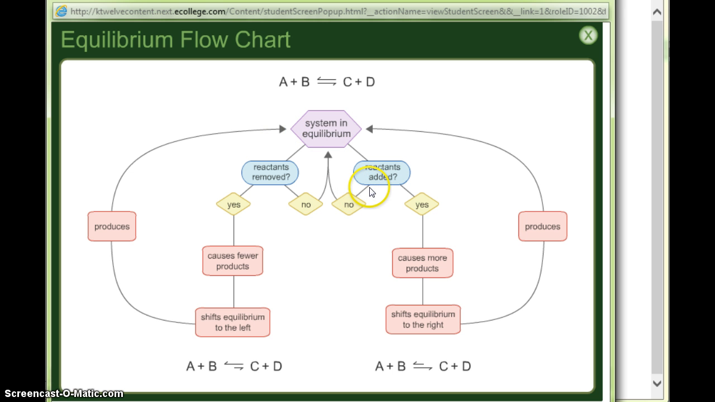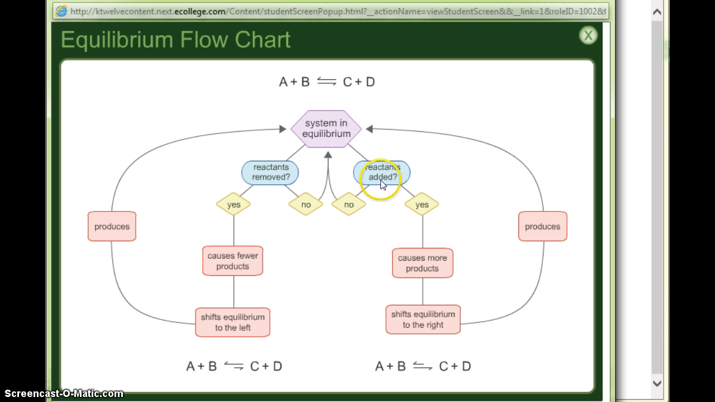The same thing with reactants added. Well, no, if you don't add or take anything, then it stays at equilibrium. But what if you add reactants? This causes more products. Notice how the arrow is bigger to the right? Whereas here, when we had fewer products, that means more reactants, and the bigger arrow is to the left.